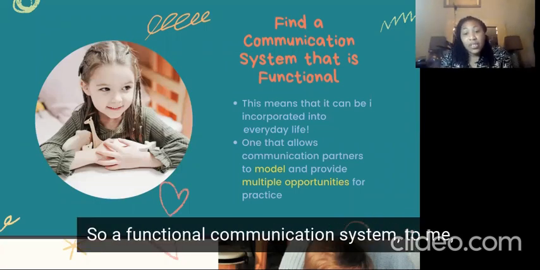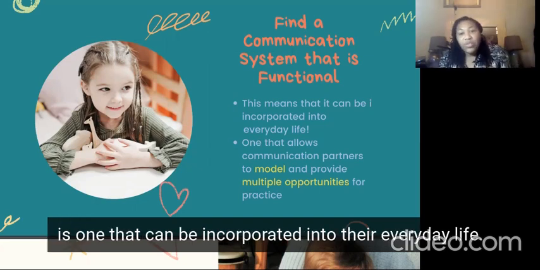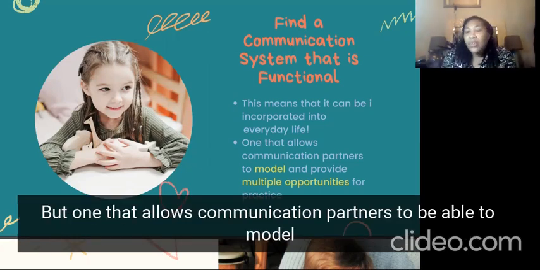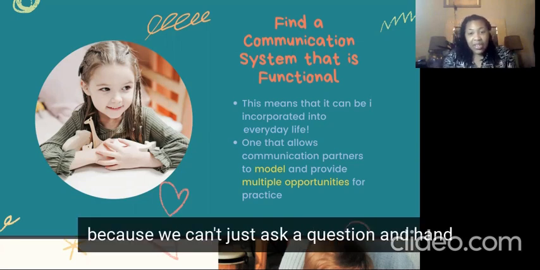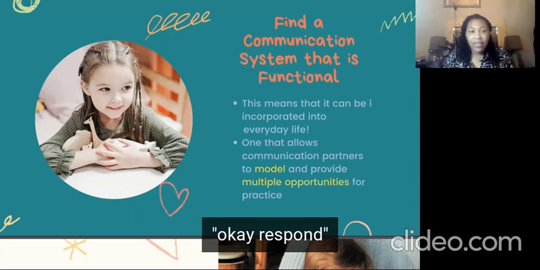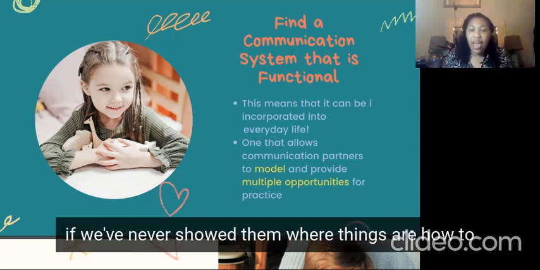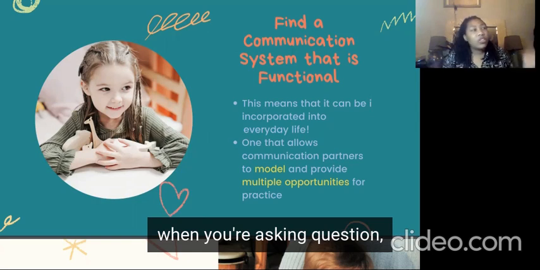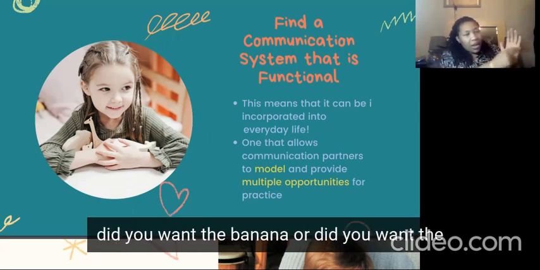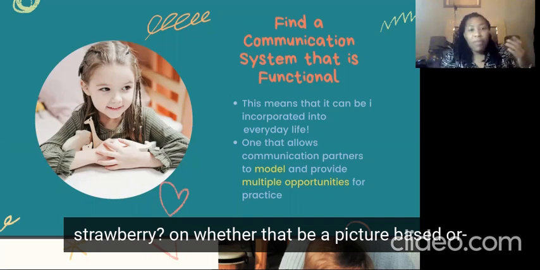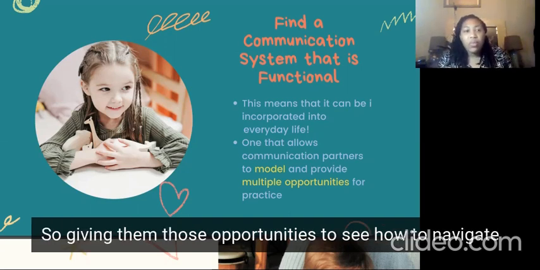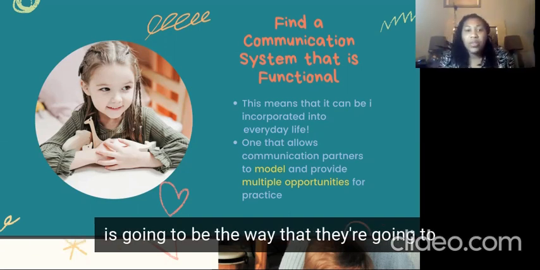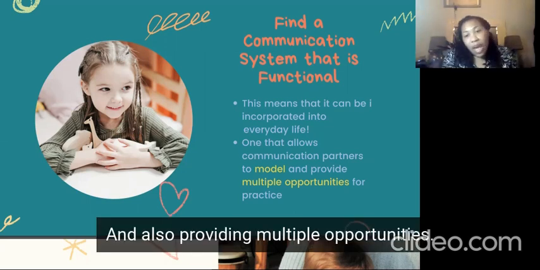So a functional communication system to me is one that can be incorporated into their everyday life, one that allows communication partners to be able to model, because that's how a child is going to learn how to use the device. Because we can't just ask a question, then hand a child an iPad and say, okay, respond, if we've never shown them where things are or how to navigate it. So when you're asking a question, you can model, like, did you want the banana or did you want the strawberry? Whether that be a picture-based, a paper-based system or a high-tech system. So giving them those opportunities to see how to navigate is going to be the way that they're going to learn it. And also providing multiple opportunities.